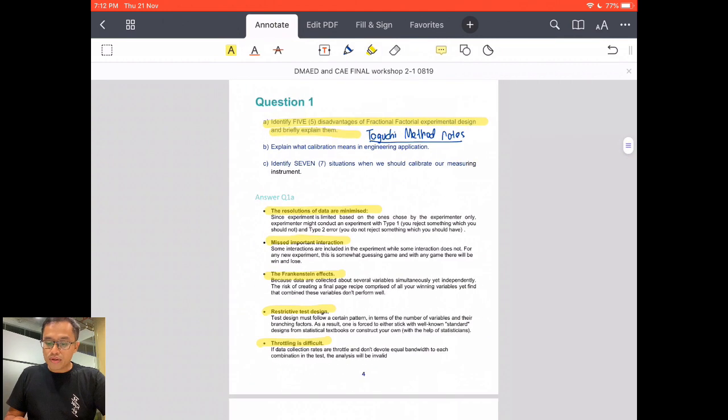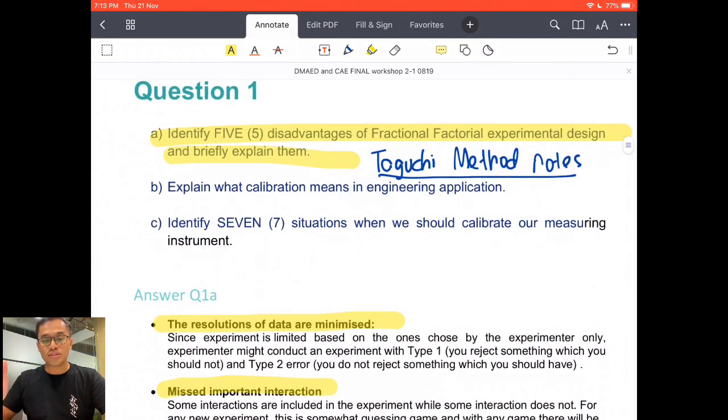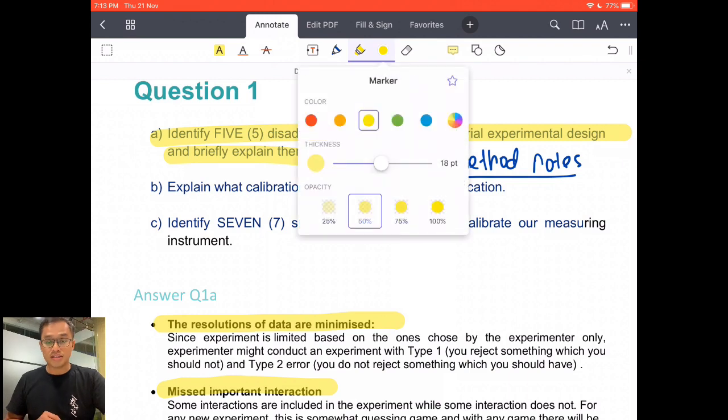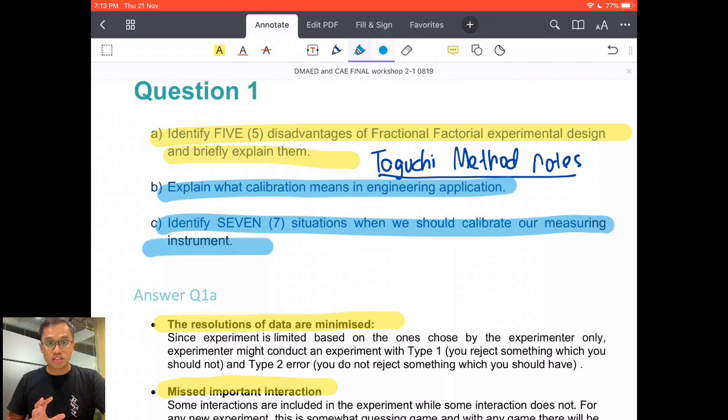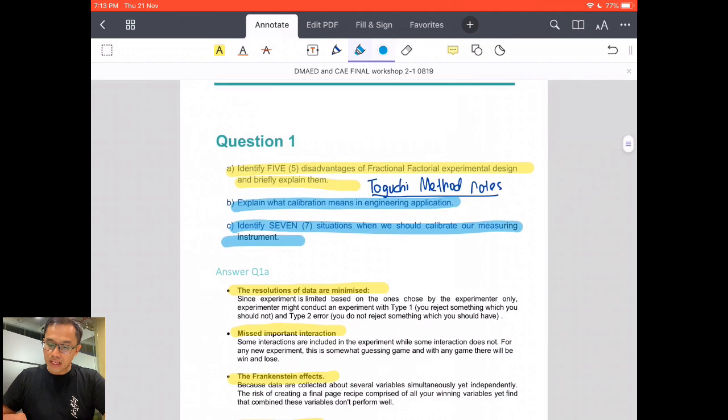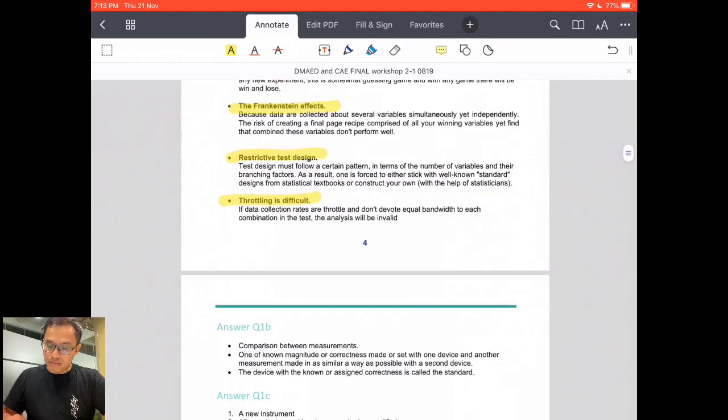All right, for question 2, either question 1 or question 2. So I'm going to use another highlighter. Maybe I'm going to use a blue highlighter. So these calibration questions will come in either question 1 or question 2. It is not in our notes, but please do memorize them. The first one is explain what calibration means in engineering application, and C, identify 7 situations when we should calibrate our measuring instruments. So I've also laid this down in the next page, number 5.